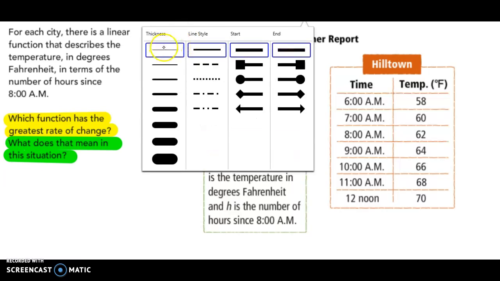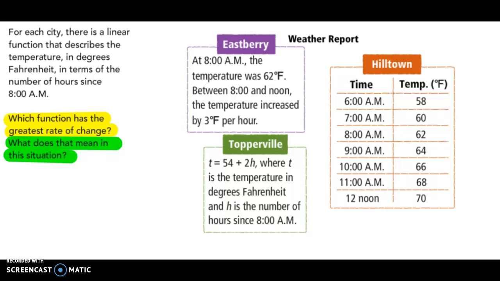Well, let's look here at our first one. At 8 a.m., the temperature was 62 degrees Fahrenheit. Between 8 a.m. and noon, the temperature increased by 3 degrees Fahrenheit per hour. So this increased by 3 degrees Fahrenheit per hour. That tells me that that is my rate of change. It increases over time. So my rate of change is going to be 3 for Eastbury.